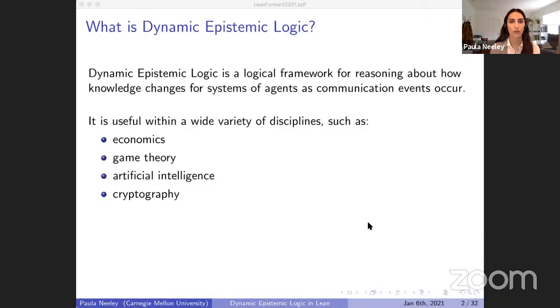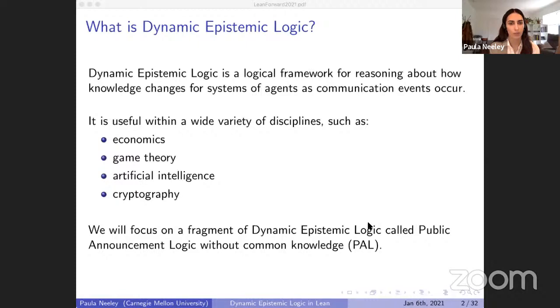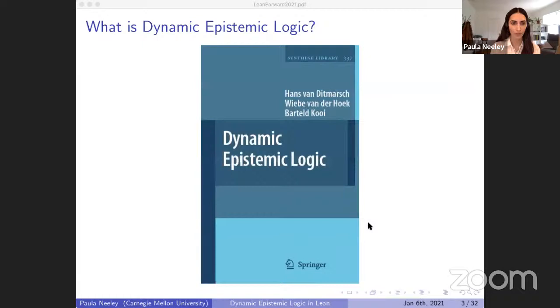So with talk of agents, as you might imagine, it's useful in a wide variety of applications. You can reason about agents in economics, game theory, artificial intelligence, or cryptography, just to name a few fields. Today, we're going to be focusing on a fragment of dynamic epistemic logic called public announcement logic without common knowledge. And then the theory I formalized comes from several chapters out of this book.